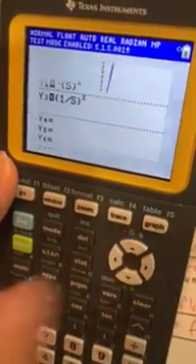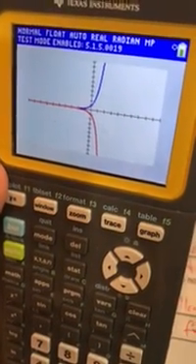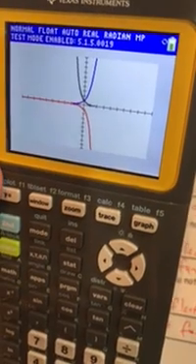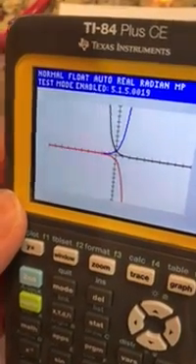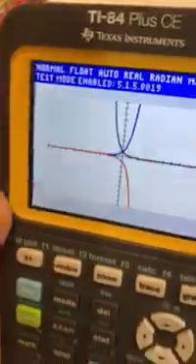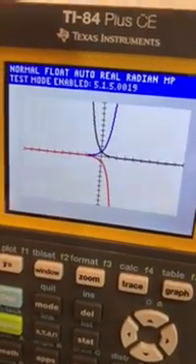Well, it reflected it across the y-axis. So when you have that reciprocal in there, it reflects across the y, and if you have a negative in front, it reflects across the x.